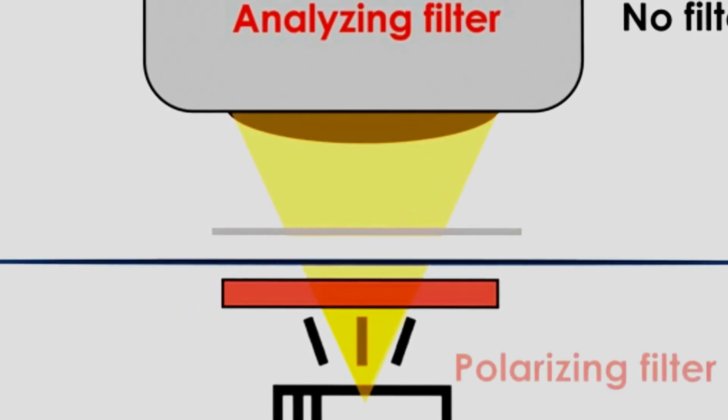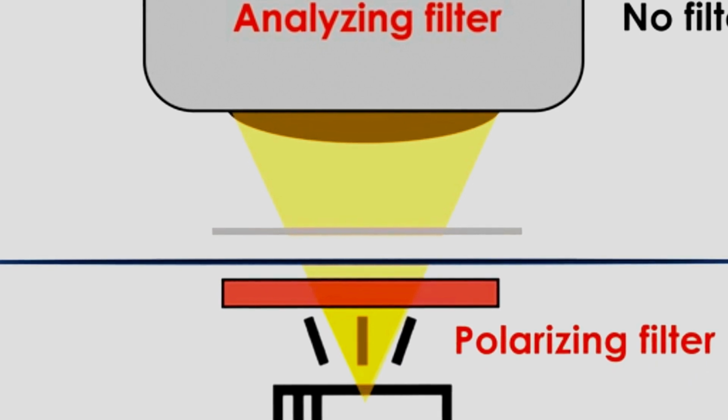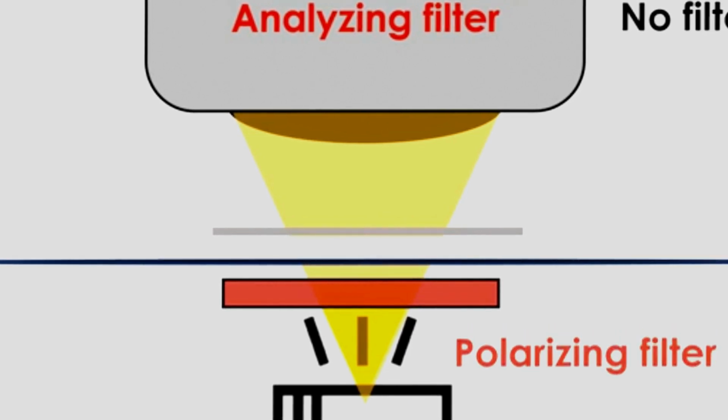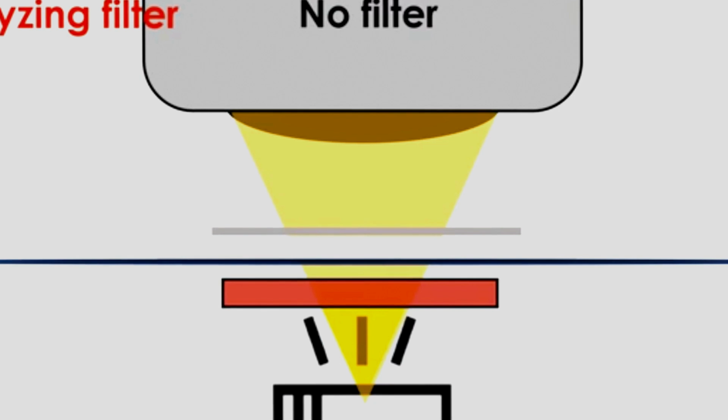One filter, the polarizing filter, is located between the light source and stage. This filter allows some, but not all, of the wavelengths of light to pass through it. The other filter is called the analyzing filter, and it is located above the stage between the objective and ocular lenses. It also filters some, but not all, of the wavelengths of light that pass through it. However, unlike the polarizing filter, the analyzing filter is on a track, so it can be pushed in and pulled out as needed by the person using the microscope.